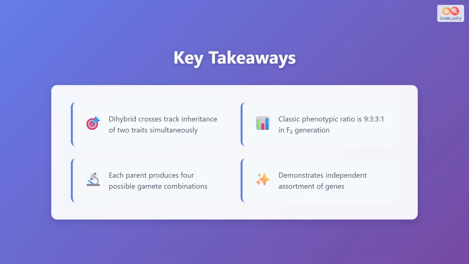Let's review the key takeaways from dihybrid crosses. First, dihybrid crosses allow us to track the inheritance of two traits simultaneously, giving us insight into how multiple characteristics are passed from parents to offspring. Second, the classic phenotypic ratio is 9 to 3 to 3 to 1 in the F2 generation. Third, each parent produces 4 possible gamete combinations due to independent assortment. Finally, dihybrid crosses beautifully demonstrate Mendel's law of independent assortment, showing that genes for different traits are inherited independently of one another. Understanding dihybrid crosses is essential for predicting inheritance patterns in genetics.